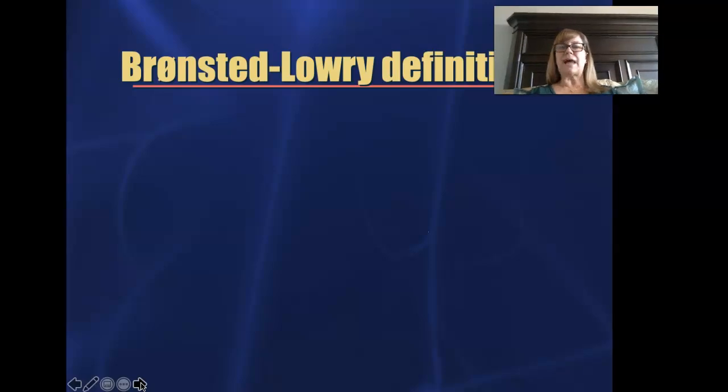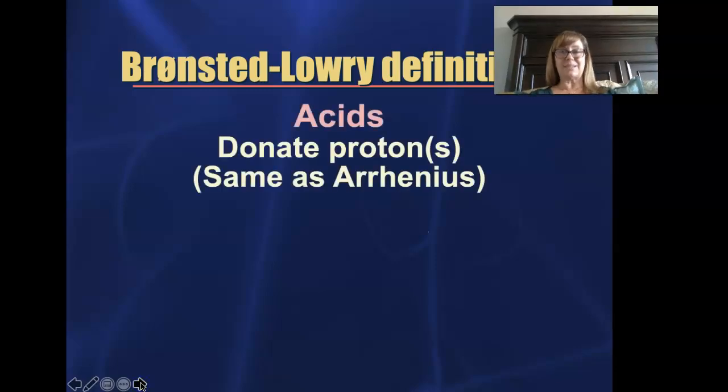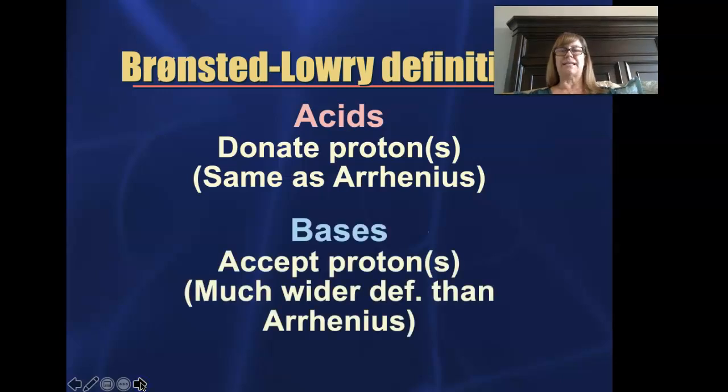So Bronsted-Lowry came along and they kind of fine-tuned their definition a little bit more. They kept the acid one the same. An acid is anything that donates a proton, right? So that's identical to Arrhenius's. However, for a base, theirs is anything that accepts a proton. So anything that can take that hydrogen ion floating around in solution and bring it into a molecule, that is a base.